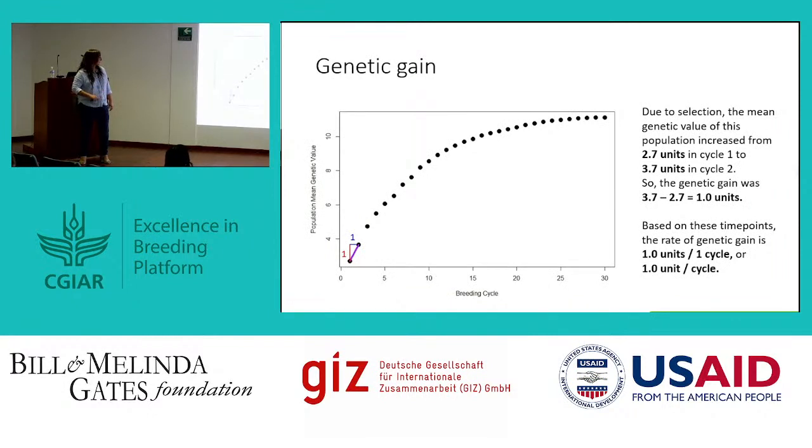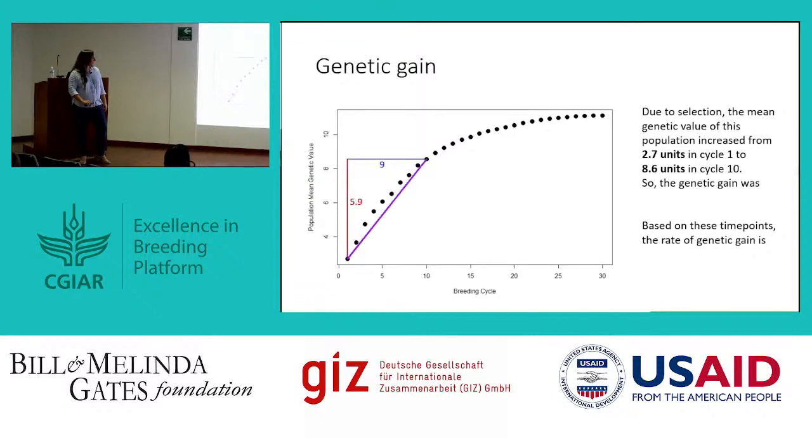So if we just do a quick simulation again, looking at genetic gain, on the x-axis you have your breeding cycles from 0 to 30, and on the y-axis, you have the population mean genetic value, the true one. And we do some kind of selection program. So from cycle 1 to 2, the mean genetic value of this population increased from 2.7 units to 3.7. So the amount of genetic gain was 1 unit. Based on these two time points, the rate of genetic gain is 1 unit per cycle. Okay. So that's why it's the rate compared to just the amount.